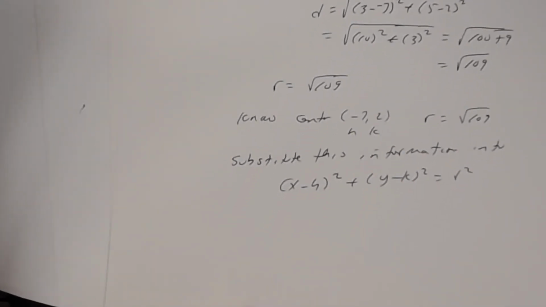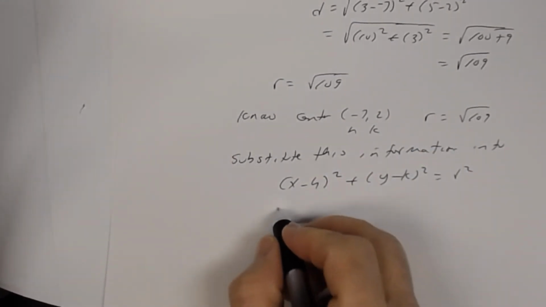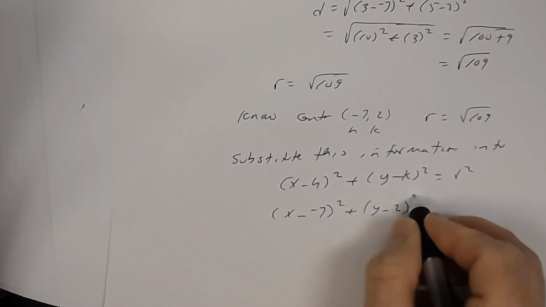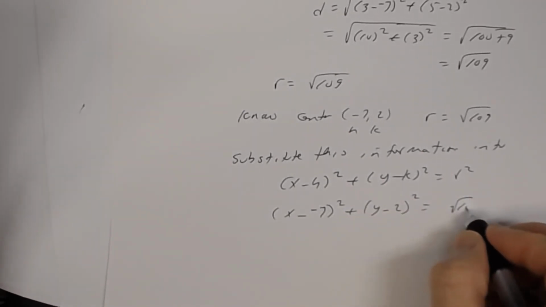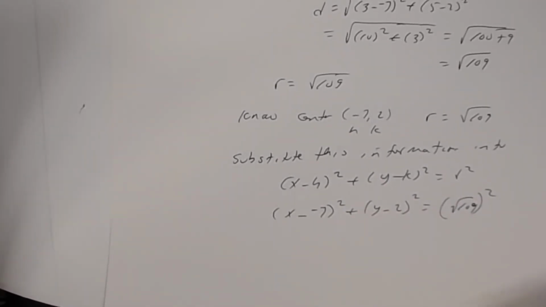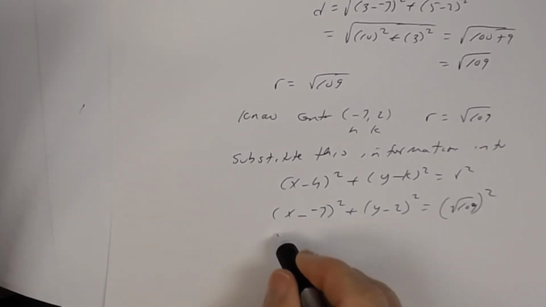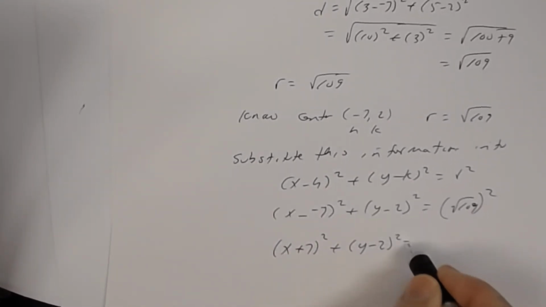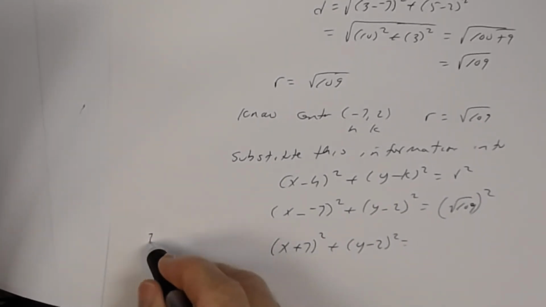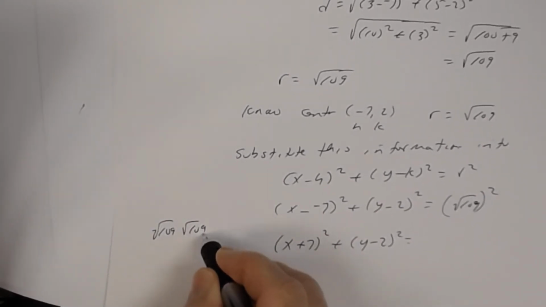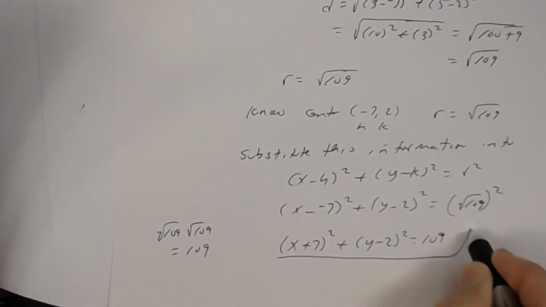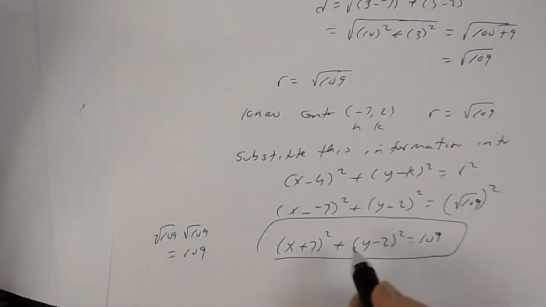So let's go ahead and do that. Here's your h, k, here's your radius. So I get x minus a negative 7 squared plus y minus 2 squared equals the square root of 109 squared. Okay? And so let's simplify this. x minus a negative 7, you need to rewrite it as x plus 7. You have to do it like that. Plus y minus 2 squared equals, and you have to know that the square root of 109 times the square root of 109 is 109. And so that is your equation of the circle in standard form.